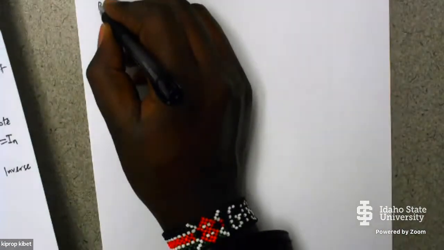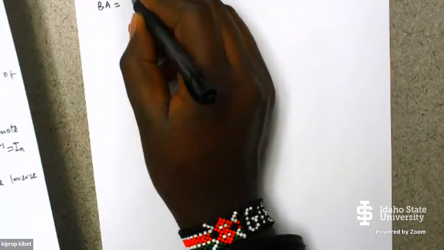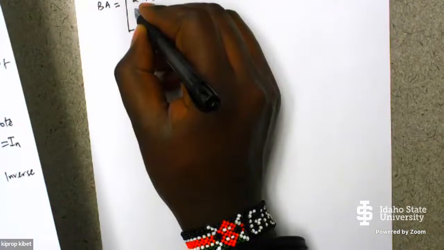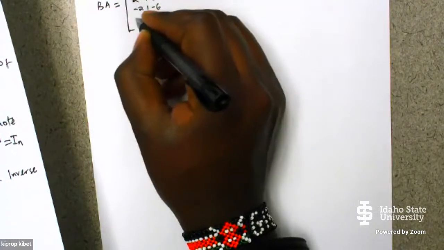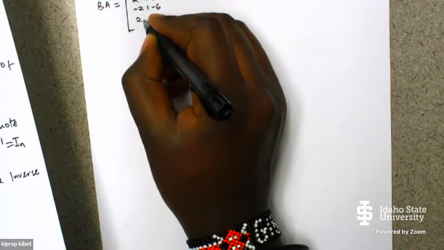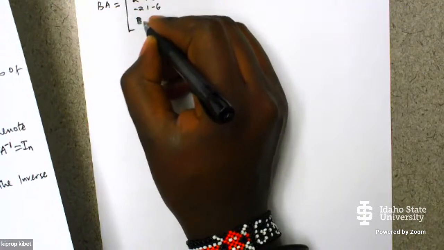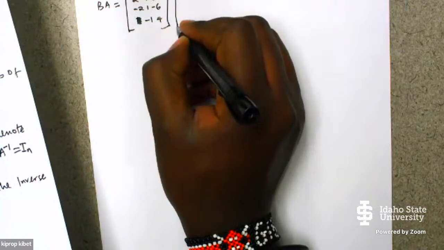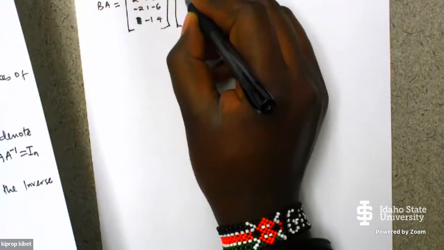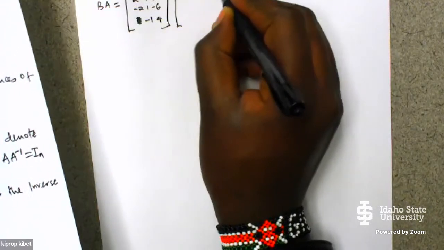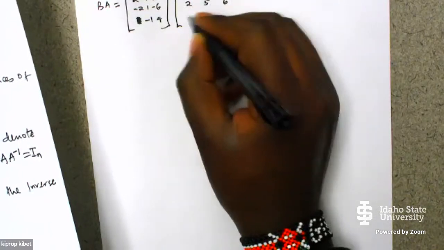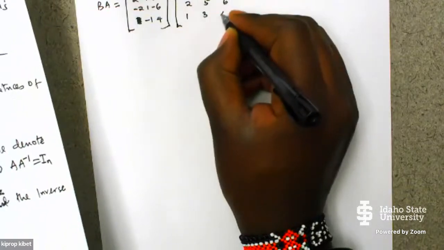So our BA is the same as [2, 1, 3; -2, 1, -6; 1, -1, 4], multiplied by [-2, -7, -9; 2, 5, 6; 1, 3, 4].